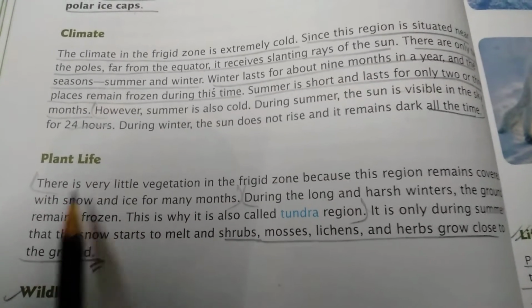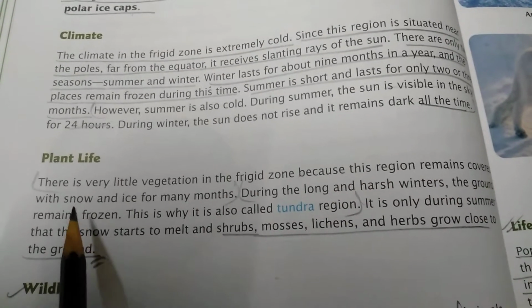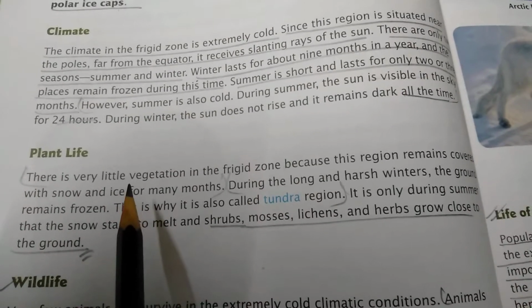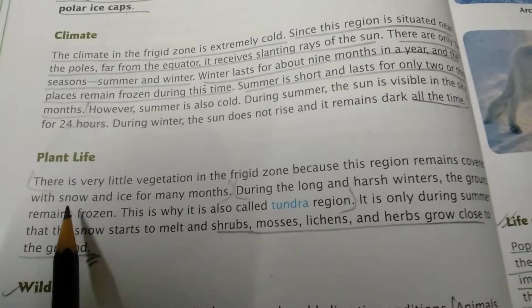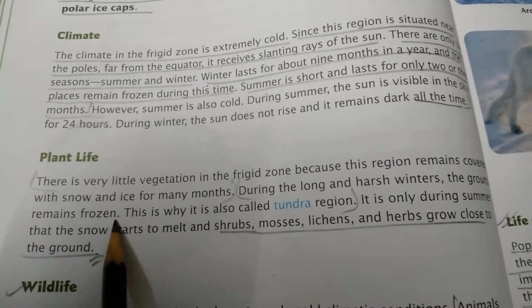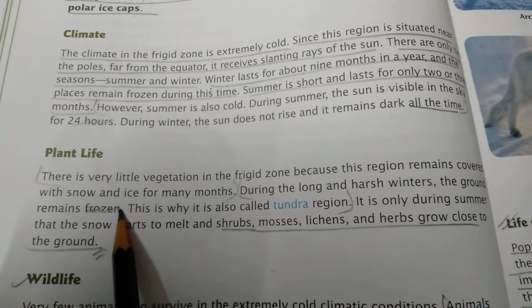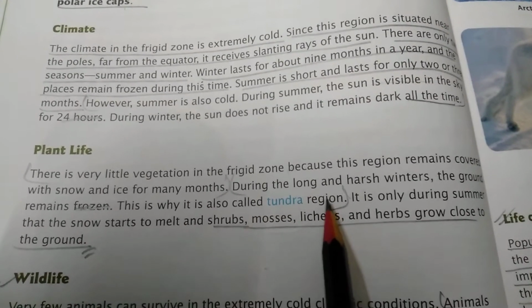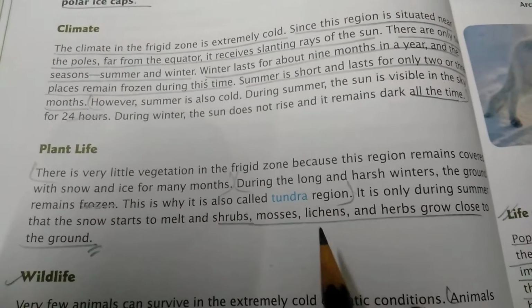Next is plant life. There is very little vegetation in the frigid zone because these regions remain covered with snow and ice for many months. So there is very little farming. During the long and harsh winters, the ground remains frozen. If the land is frozen, how will cultivation take place? This is why it is called the tundra region.